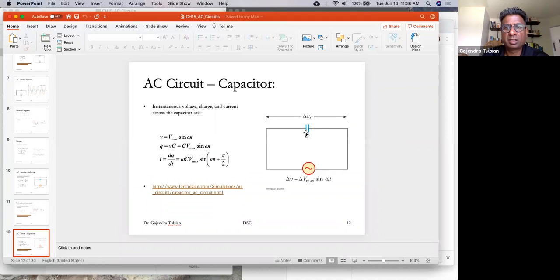Now we'll connect the last element, the capacitor, to an AC source. There is the AC voltage. The charge on the capacitor is the instantaneous voltage times the capacitance, so it's C times that. And the current in the circuit is dq by dt, the rate at which the capacitor is being charged. You can take the time derivative of that, you get a cosine function, and then you can write it in terms of a sine function, like so.